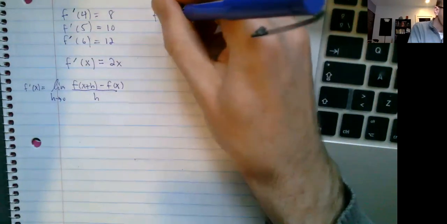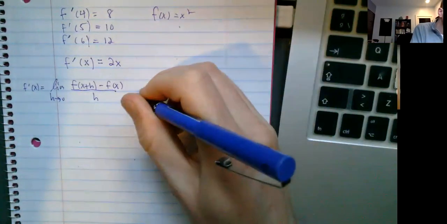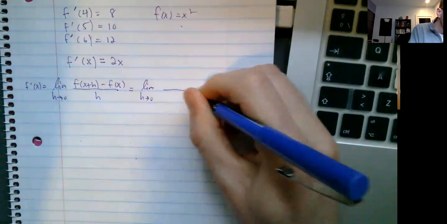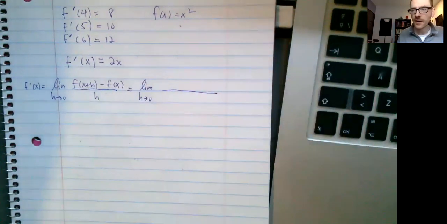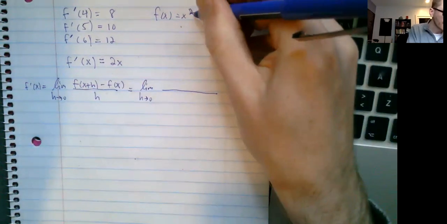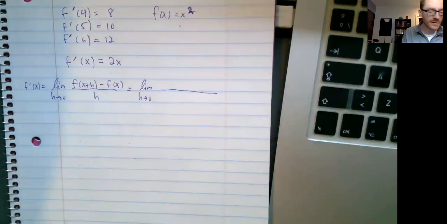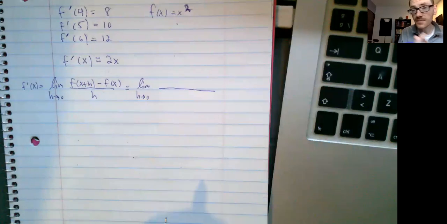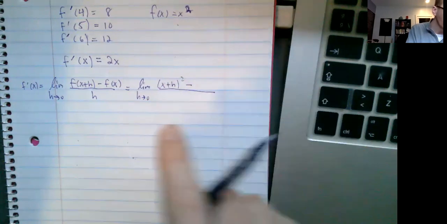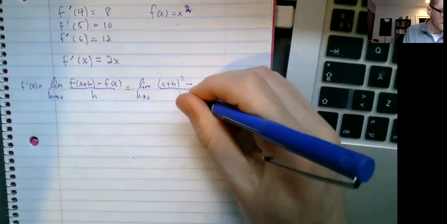Let's remember that our function is x squared. We're going to need that. So what is this? Well, it's the limit as h approaches 0. What is f of x plus h? How do you evaluate that? Well, what you have to do is go to your function over here, which is x squared, and replace the x with x plus h. So instead of x being squared, it's x plus h being squared. So that would be x plus h quantity squared minus f of x. Well, f of x is just x squared, all over h.